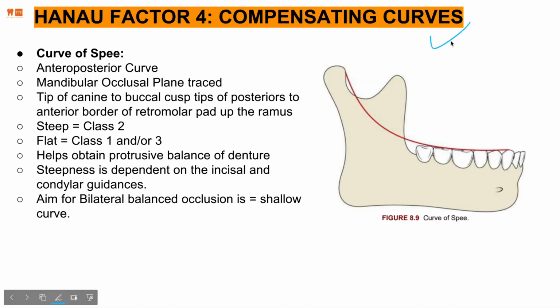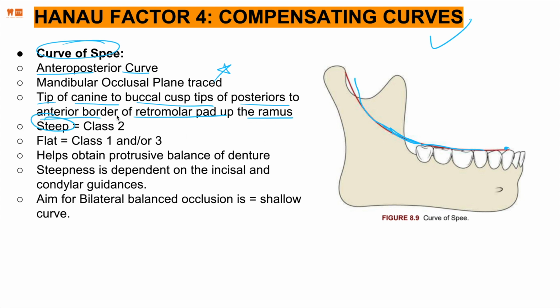Number 4, compensating curves. Curve of Spee is the anterior-posterior curve. We've already kind of touched on this today. It follows the occlusal plane. Mandibular occlusal plane is traced using curve of Spee. The tip of the canine to the buccal cusp tips of the posteriors, to the anterior border of the retromolar pad, and up the ramus.